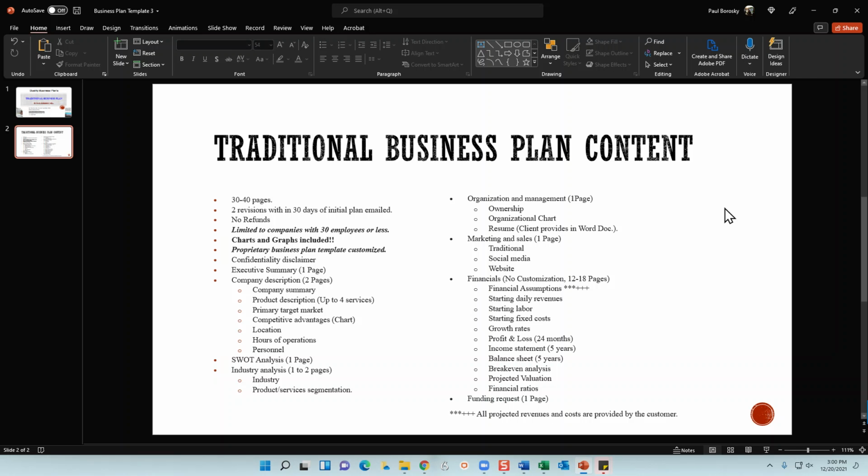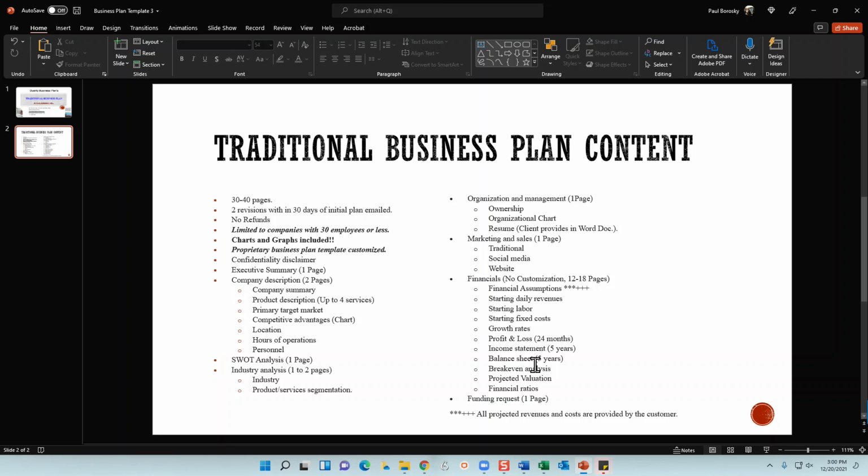You get a confidentiality disclaimer, executive summary, and company description. One of the biggest additions to the traditional business plan compared to my express plans is the SWOT analysis and a whole lot more financial information. You're going to get a SWOT analysis and industry research. For my express plans, it goes with just the basic industry, but here I go into products and services segmentation based on IBISWorld's information.